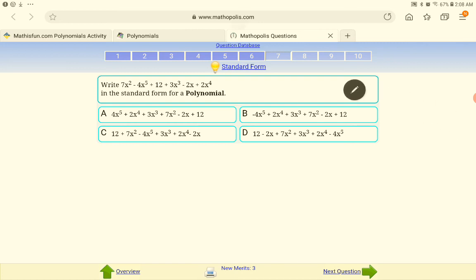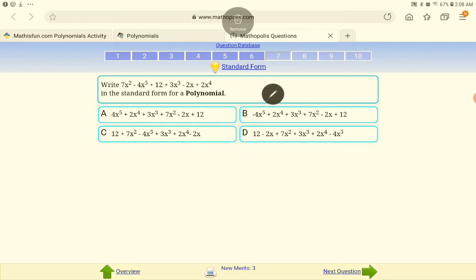Okay, so now we're writing this one in general form. So that means that we want to put the highest power in front. So it looks like our highest power is a 5 and the coefficient is -4. So it should start with a -4x to the fifth. A starts with a +4, so that one's out. C starts with a constant, that's out. D starts with a constant, so that's out. So that just leaves B.